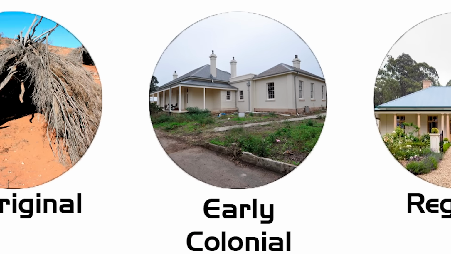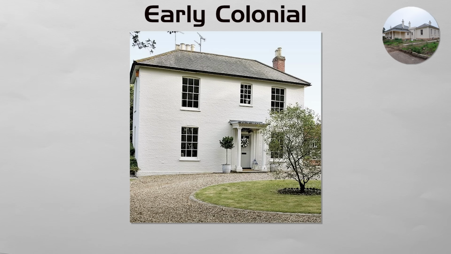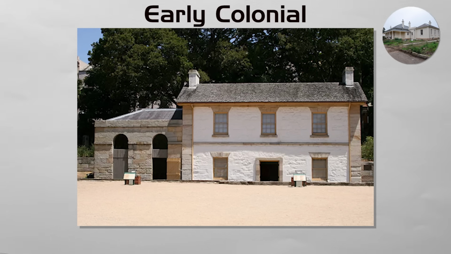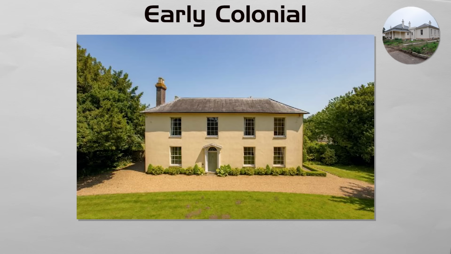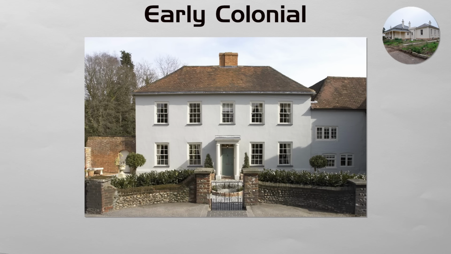Early Colonial. Beginning around 1788, British settlers built simple, symmetrical homes often influenced by Georgian ideas. Typically 1 or 2 rooms deep, constructed of stone or brick, they featured hipped roofs and minimal ornamentation. Larger examples might include central hallways and fan lights over doors, reminiscent of English country homes but adapted to the colony's climate and materials. Verandas soon appeared to provide shade and shelter.